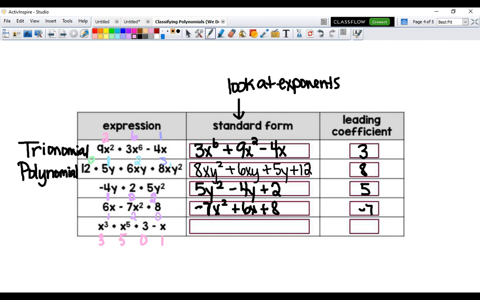So my term with a degree of 5 will go first. My term with a degree of 3 will go next. My term with a degree of 1 will go next. And my term with a degree of 0 will go last. And my Beyonce is, what number is leading? Remember, in front of this x, if there is no number, the magic number is 1. So my leading coefficient, aka my Beyonce, is 1.